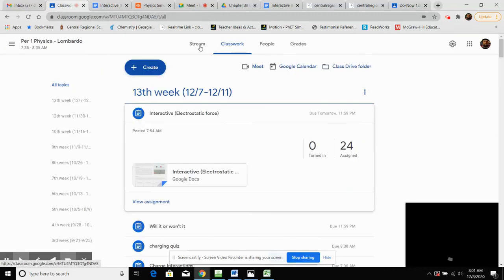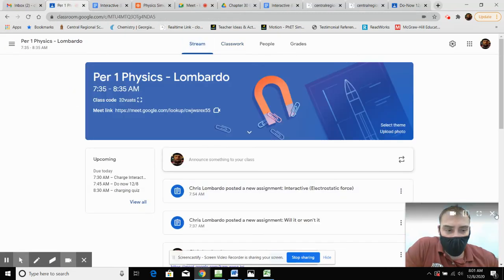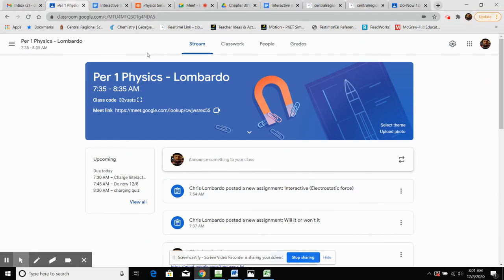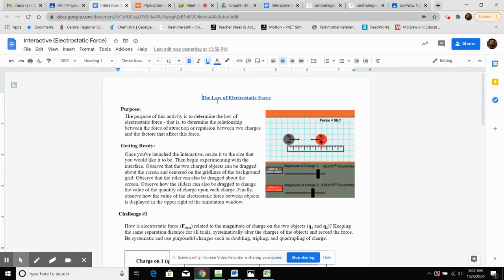Okay, guys, so the assignment for the electrostatic interactive: when you click on that, open up the Google Doc, click on the blue link, and it's going to take you to the interactive that we need. Now, the purpose of this activity is to determine the law for the electrostatic force. So we need to specifically try and determine the relationship between the force of attraction or repulsion between two charges and the factors that affect the force.